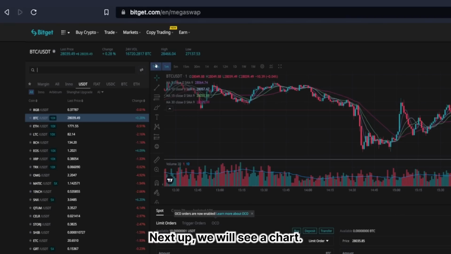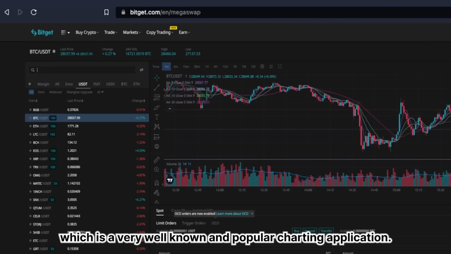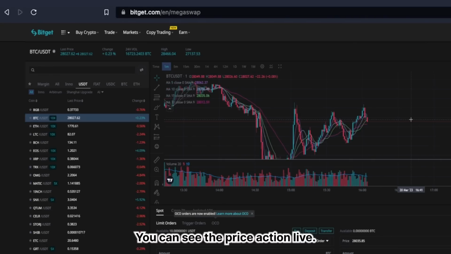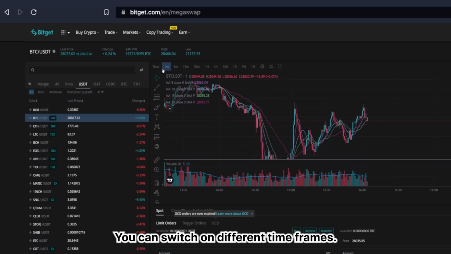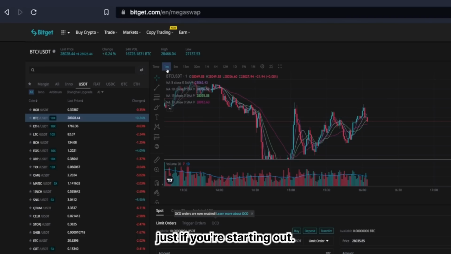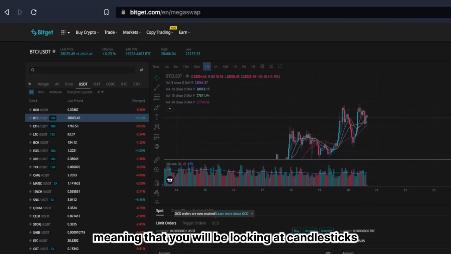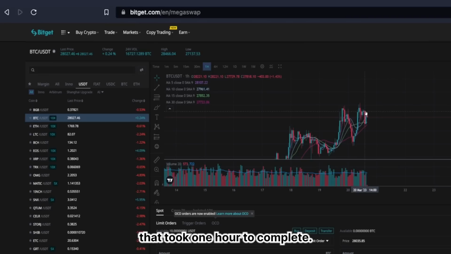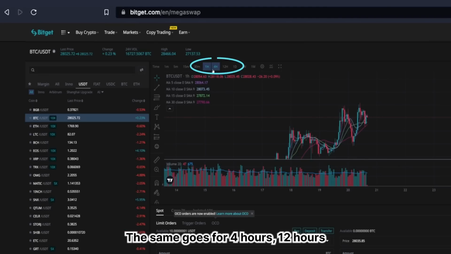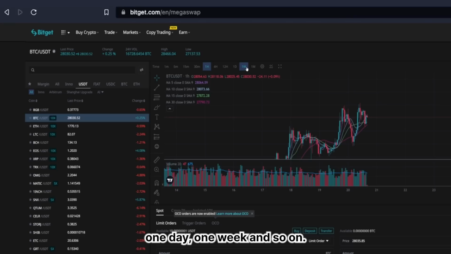Next up, we will see a chart. This chart is sponsored and integrated from TradingView, which is a very well-known and popular charting application. You can see the price action live, and you can switch between different time frames. Currently this is set to 1 minute, which might be a little challenging if you're just starting out. I recommend putting it on a higher time frame, meaning that you will be looking at candlesticks that took 1 hour to complete. The same goes for 4 hours, 12 hours, 1 day, 1 week, and so on.